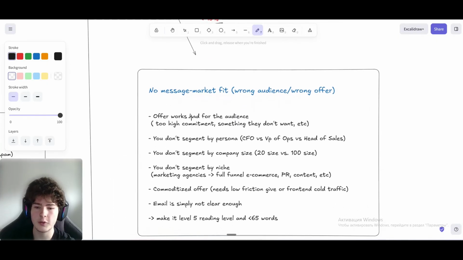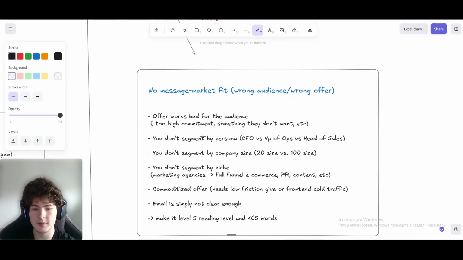It may mean that the offer works badly for this exact audience. It may be too high commitment if you're asking straight for a 30-minute call, or it may be something they don't want at all. If you're offering PR placements to, I don't know, people who are running a bakery or gyms, I think it won't be relevant to them, okay? But you get the idea as well.